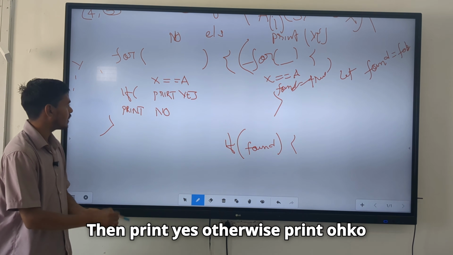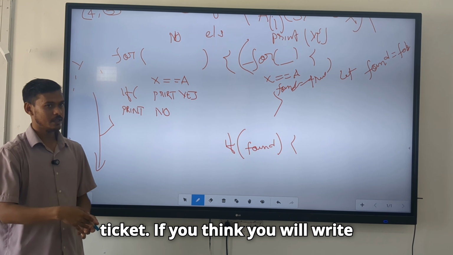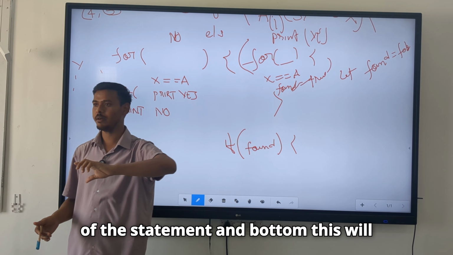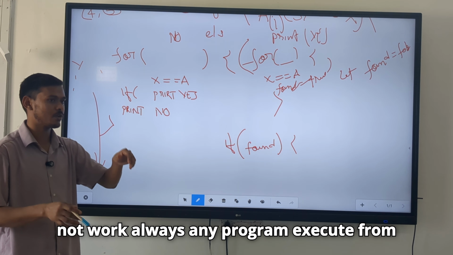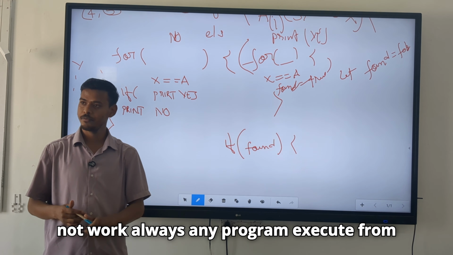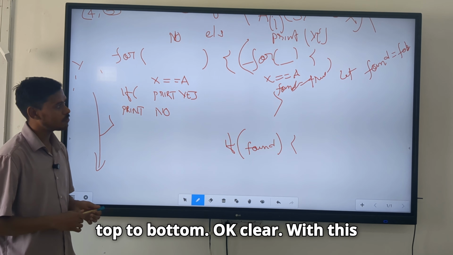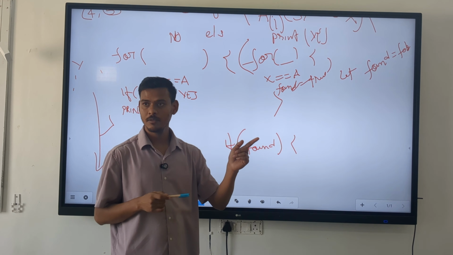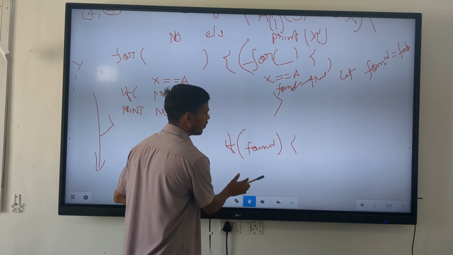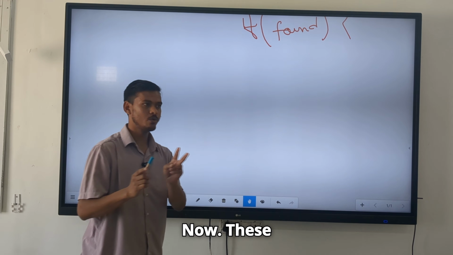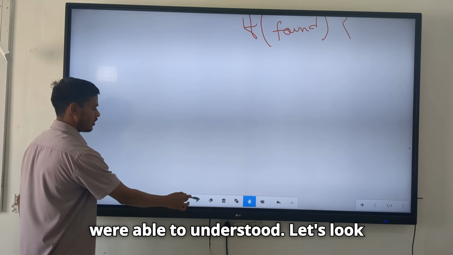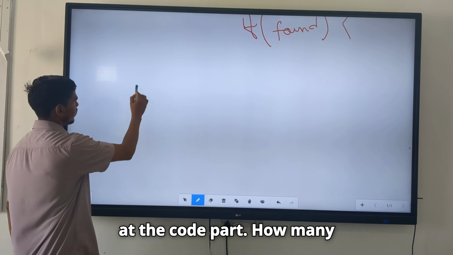आप उसको ऊपर नीचे नहीं लिख सकते, बिकॉज प्रोग्राम ऑलवेज एग्जीक्यूट फ्रॉम टॉप टू डाउन. ठीक है? इफ यू थिंक यू विल राइट इफ एट द टॉप एंड देन रेस्ट ऑफ द स्टेटमेंट एट बॉटम, दिस विल नॉट वर्क. ऑलवेज एनी प्रोग्राम एग्जीक्यूट फ्रॉम टॉप टू बॉटम. ठीक है? क्लियर विद दिस प्रॉब्लम? क्लियर विद द एल्गोरिथम? Now these two I think most of you are able to understand. Let's look at the code part.